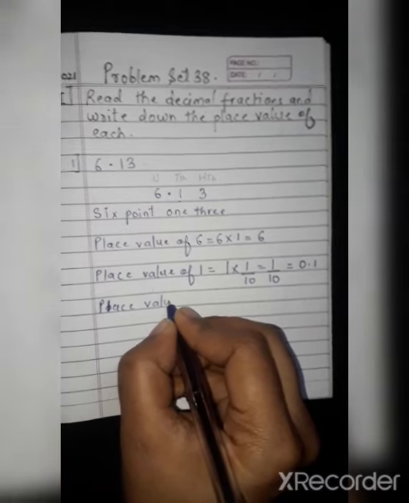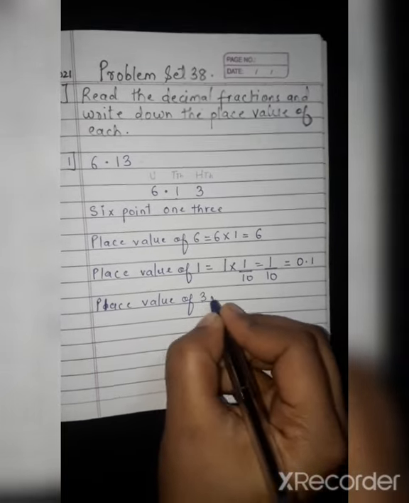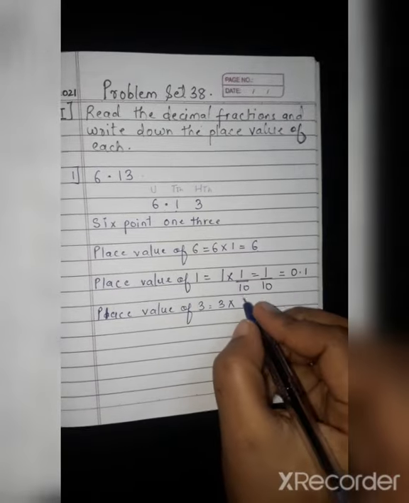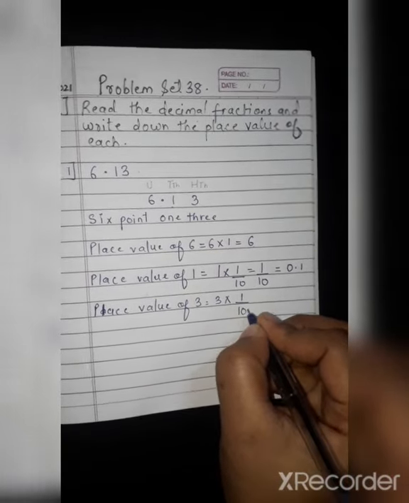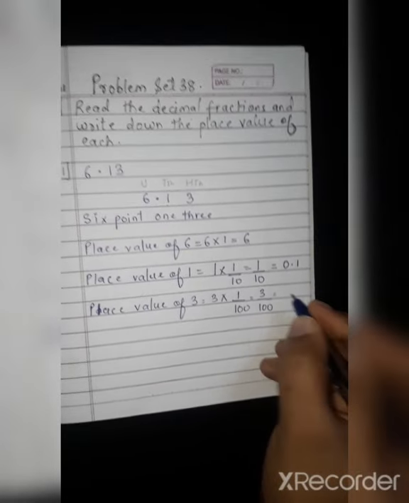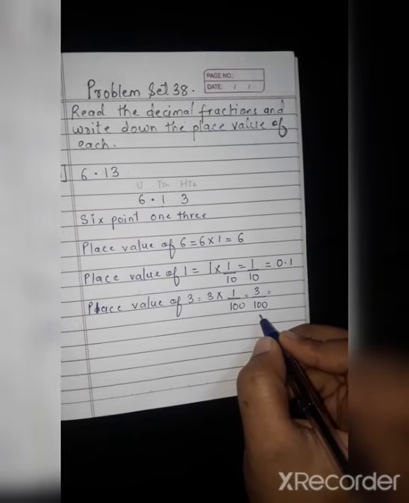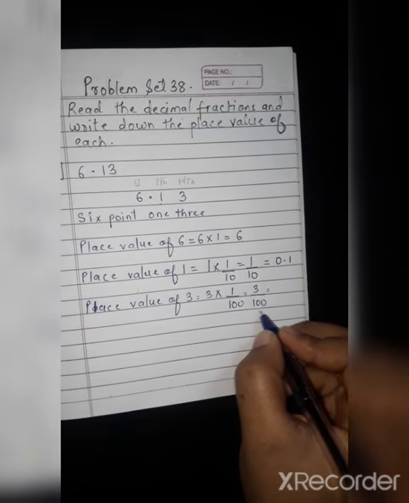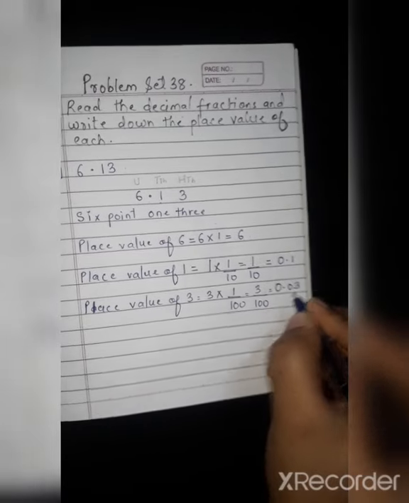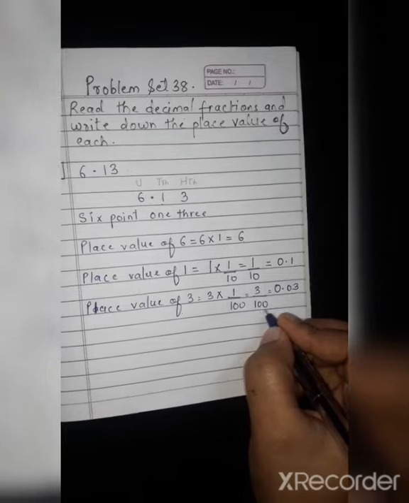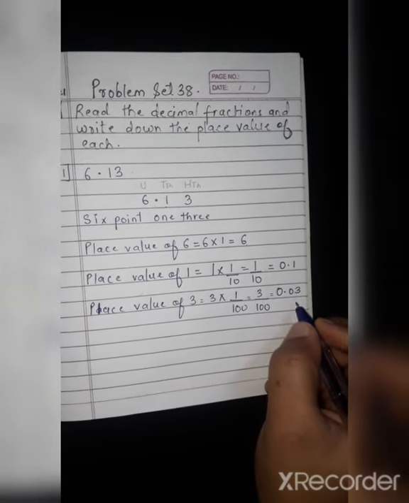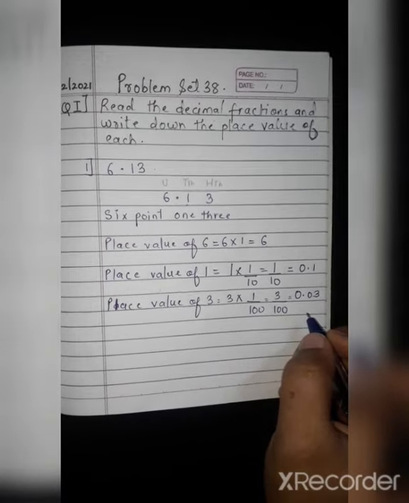Now we will write the place value of 3. Place value of 3. 3 multiplied by... 3 is at which place? Hundredth place. So 1 upon 100. It becomes 3 upon 100. Now we will write it in a fraction form. So here there are 2 zeros, so we will write it as 0.03 because 100 is there. So after the point we will write 03. Understood, students?